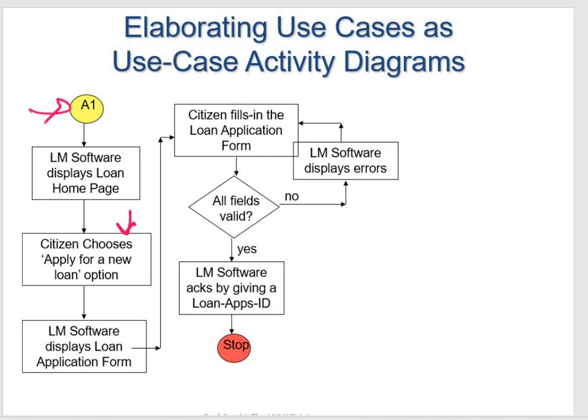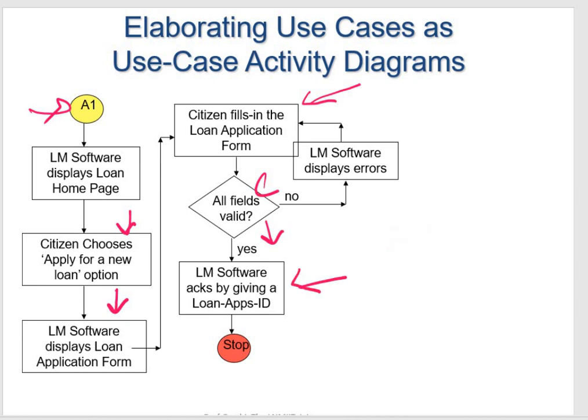Now this A1 is given because see, there will be a start symbol, there will be a stop symbol, right? Start and then stop. But since now my page is complete, and I need to take this diagram to the next page, I need to have a connector. So what I've done is I've added this connector A1. So I've reached here. So my loan management software displays the loan home page.